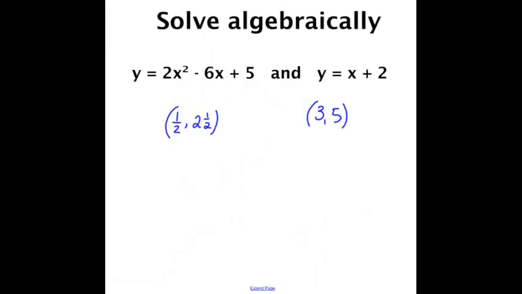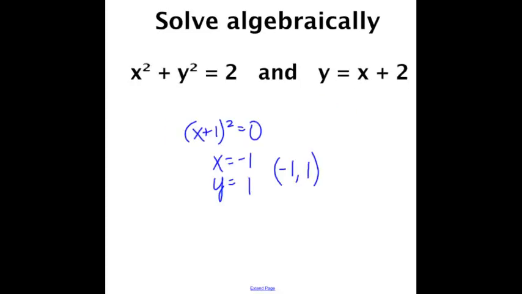So for the second one, I got (1/2, 2 1/2) or (3, 5). For the last one, this one's kind of an interesting question. This is where we have the same value twice. So I would get x equals -1, x equals -1. Well, obviously that's really just one solution there. You should have had x squared plus 2x plus 1 equals 0, which factors into x plus 1 times x plus 1 equals 0. And the only solution there is (-1, 1).